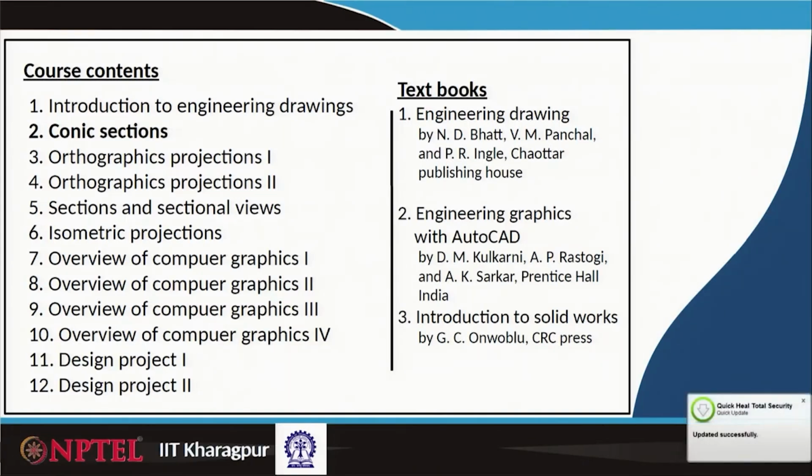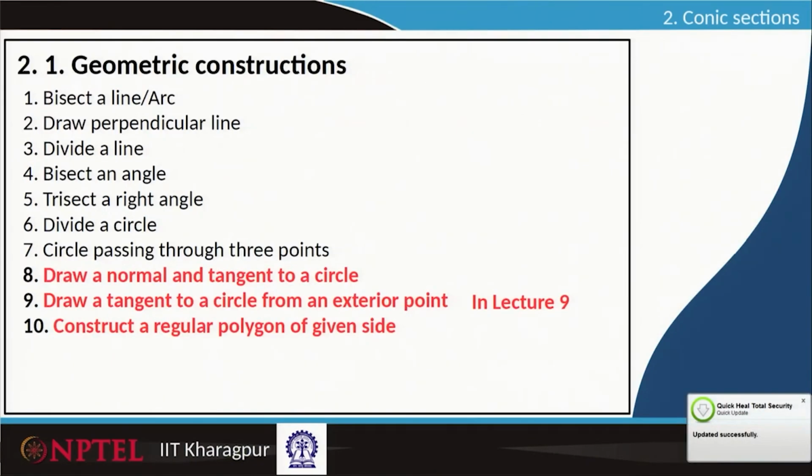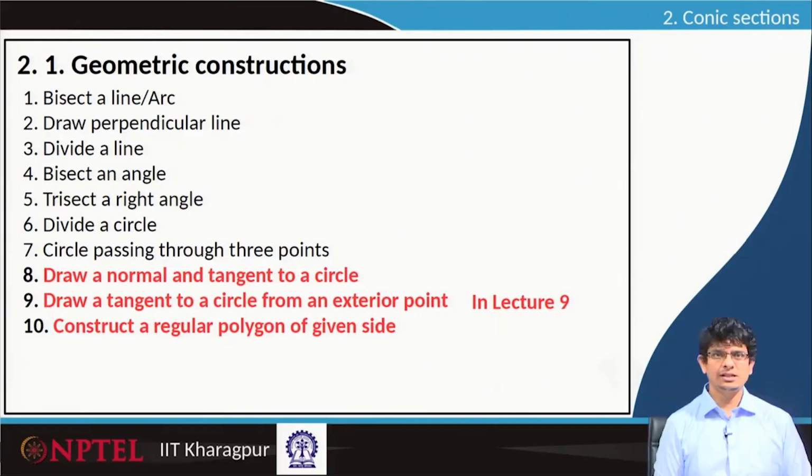In module 2 conic sections, we have already covered some of the principles on geometric constructions. For example, how to bisect a line, how to bisect an arc, how to draw perpendicular lines, how to divide a line, how to bisect an angle, how to trisect, how to divide circles and circle through 3 points.